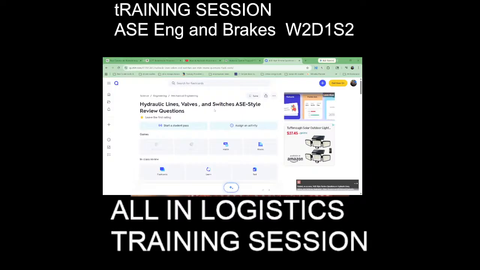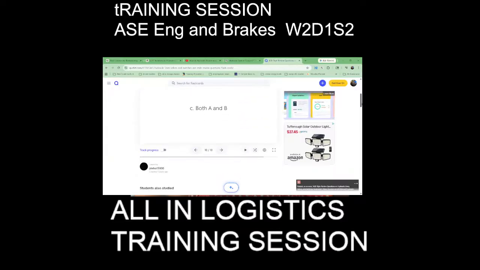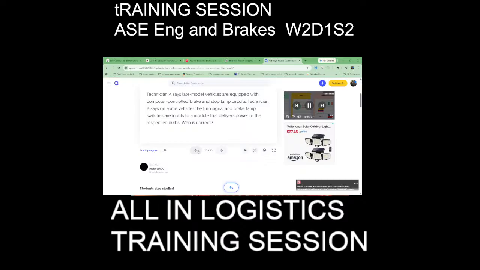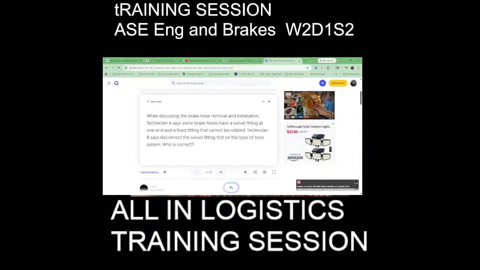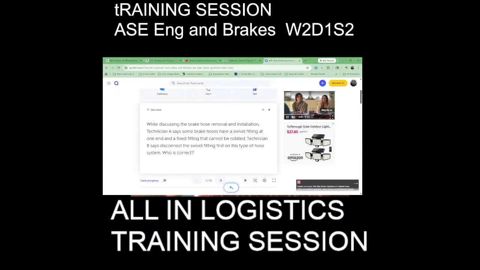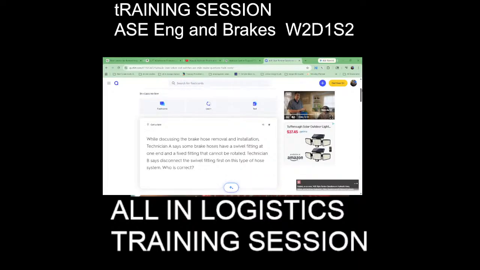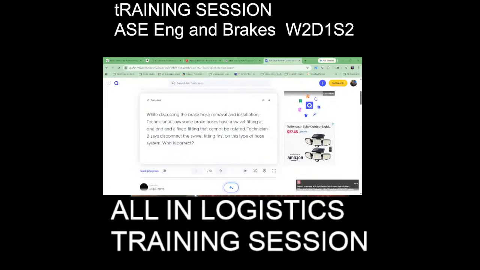All right, so these are the ASE questions. This is just looking at 10 problems. Instead of trying to overload ourselves and get all of it at once, this is going to be focused on just the brake system, and we're going to have it read out. While discussing the brake hose removal and installing that cannot be rotated. So we're going to go with both.